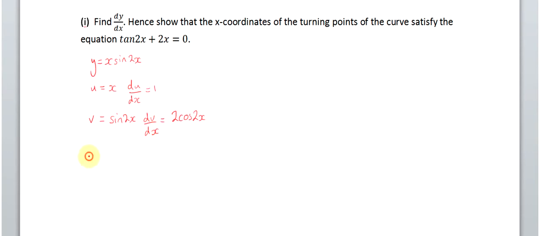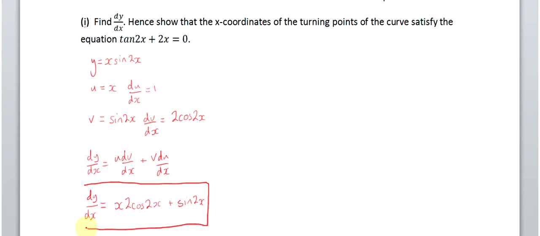And now we substitute, so dy by dx is equal to u dv by dx plus v du by dx, and it's just a simple substitution. So dy by dx is equal to u, so x, multiplied by 2 cos 2x, plus v, which is sine 2x, multiplied by 1. So that is our answer to the first part.